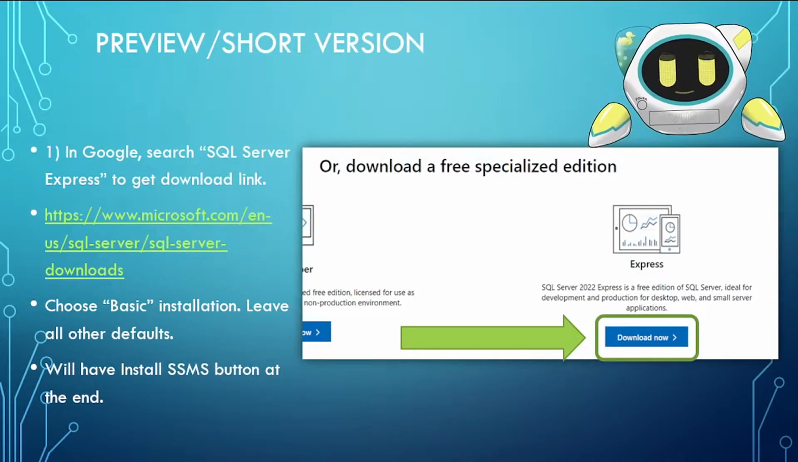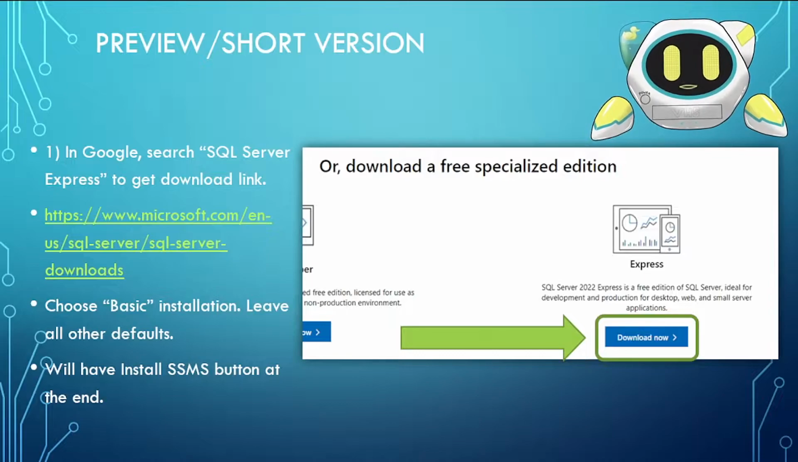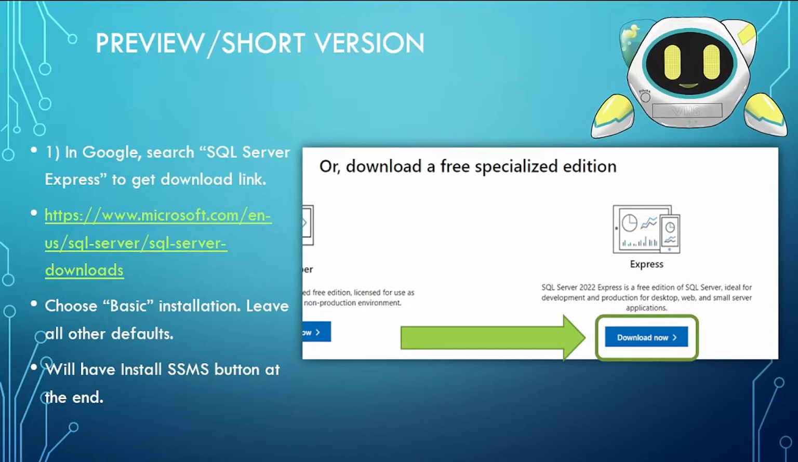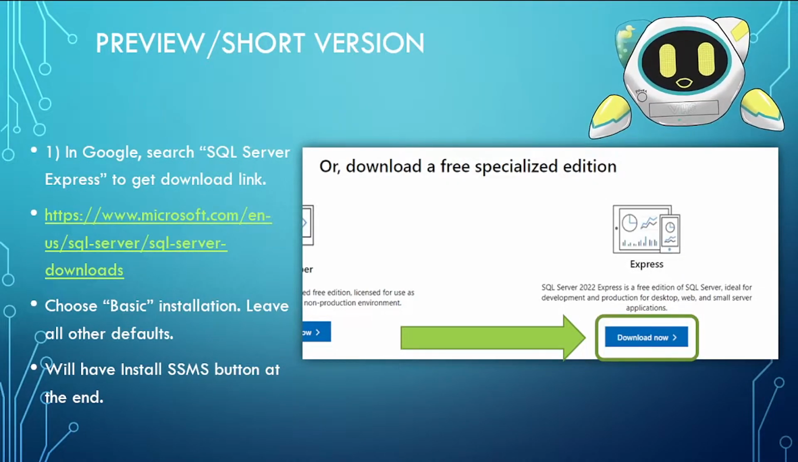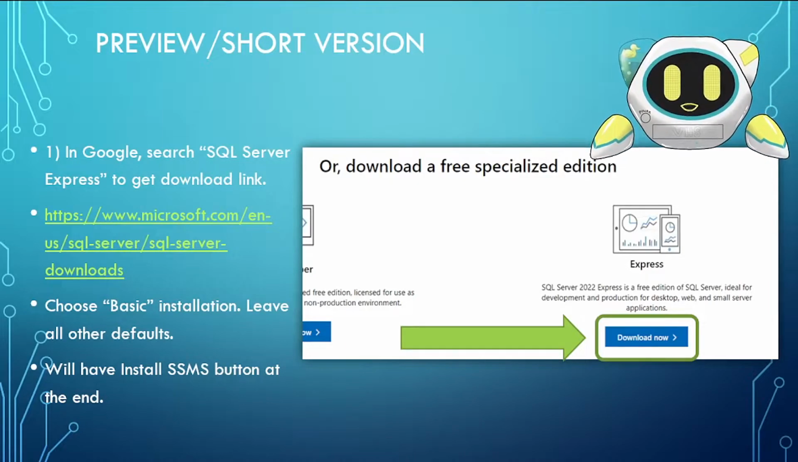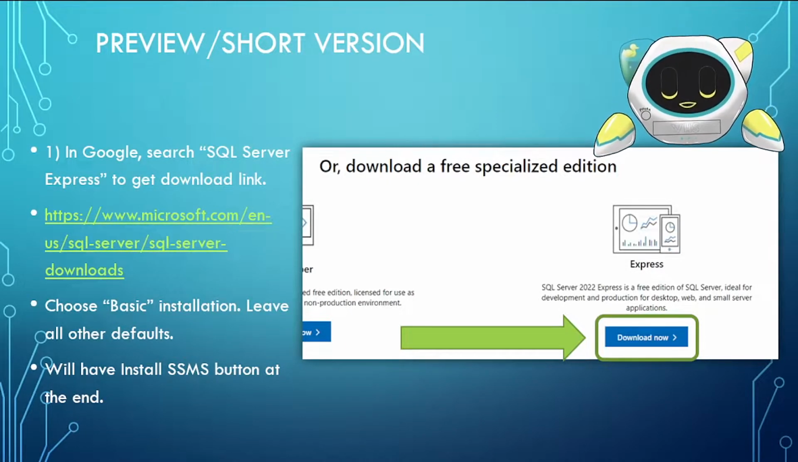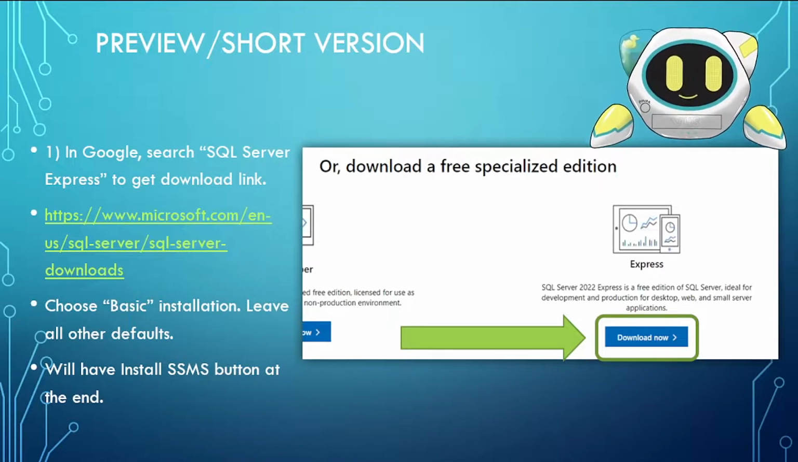In case you're not able to stay for the entire video, here's the short version. Number 1, go to Google and search for SQL Server Express and click the Download Now button. Choose the basic installation and leave all other options as the default. At the end, there is a button for Install SSMS or SQL Server Management Studio. You can click that button, or feel free to continue on with the instructions on the next slide.